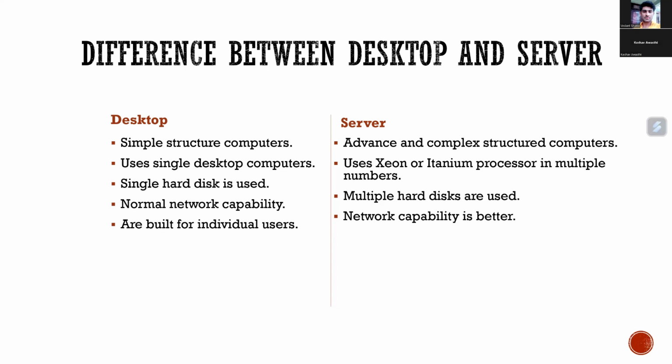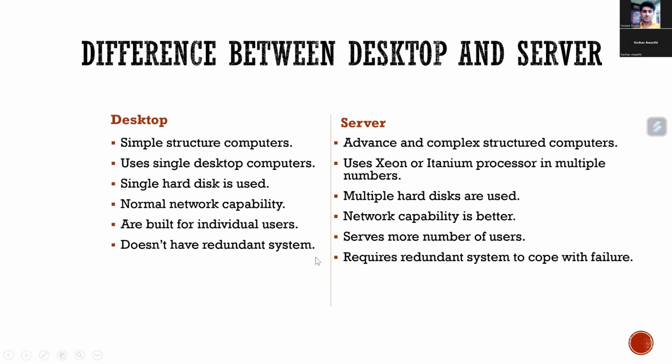Next difference is built for individual use. Normal desktops are built for individual users or common persons, while servers handle data for multiple users. A desktop doesn't have a redundant system, and the next point is that a server requires a redundant system to cope with failure.